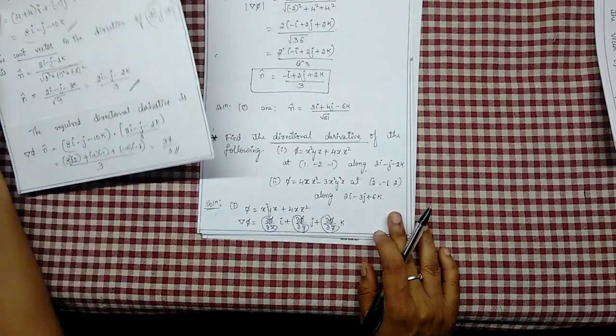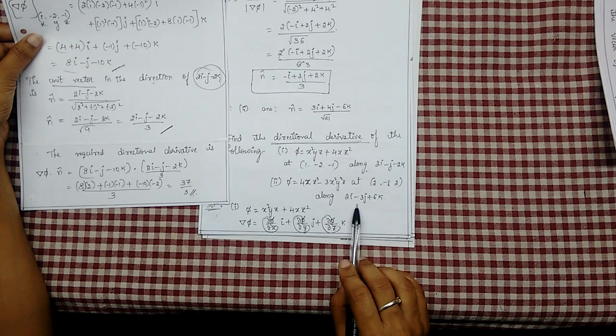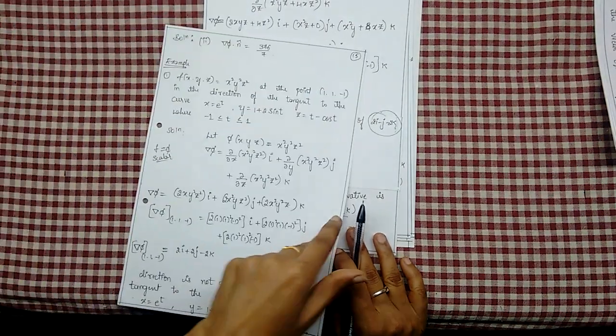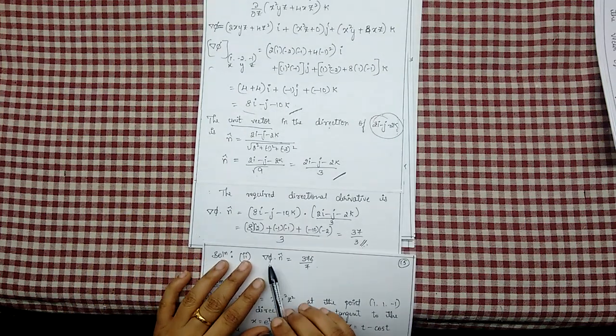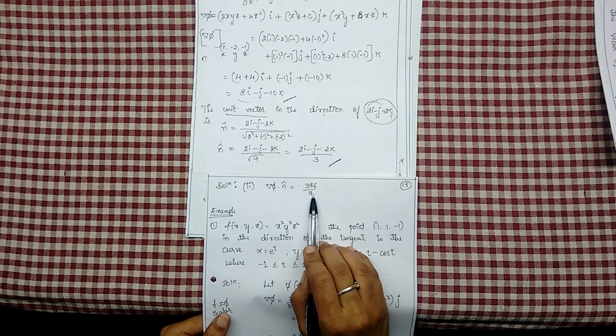Similarly, one more problem we had. For the directional derivative, for the given surface at the given point and along the given direction, you can solve this problem and you will get the answer, that is del phi dot n cap. Similarly, del phi dot n cap is 376 divided by 7. This is the solution for the second problem.